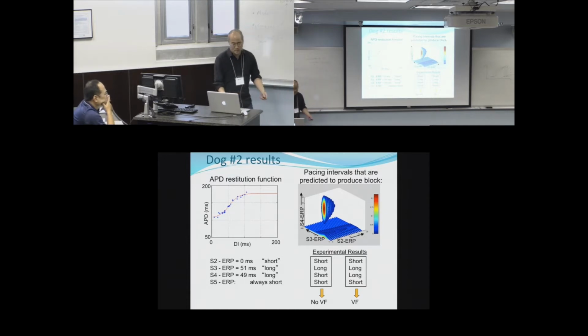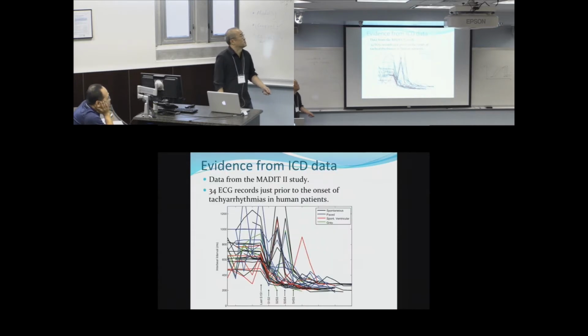More recently, we've also tried to look at this in humans. We have some data from the MATA-2 data set. These are ECG recordings from human patients from their ICDs, and they're recordings just prior to the onset of VF or other types of tachyarrhythmias in humans.